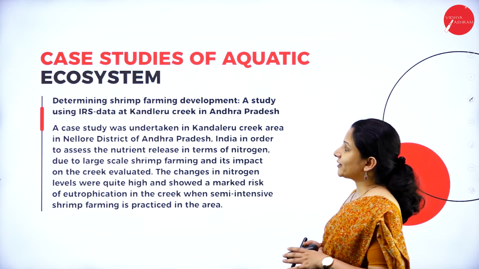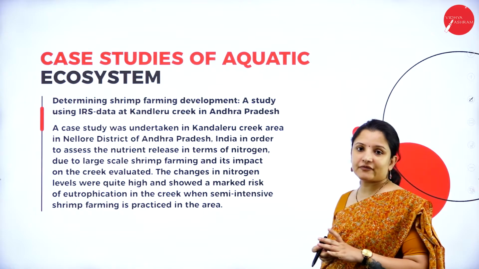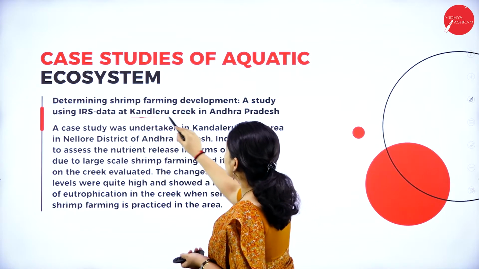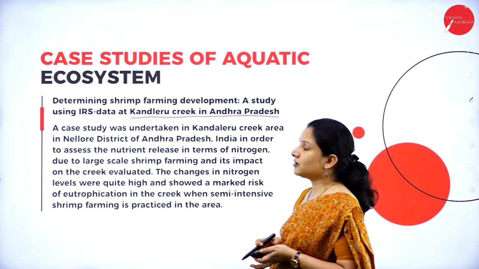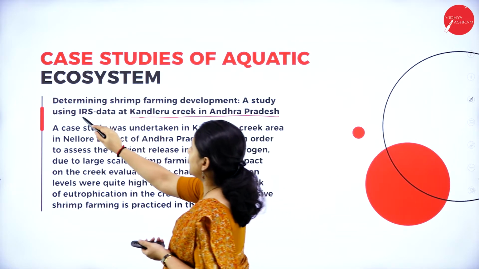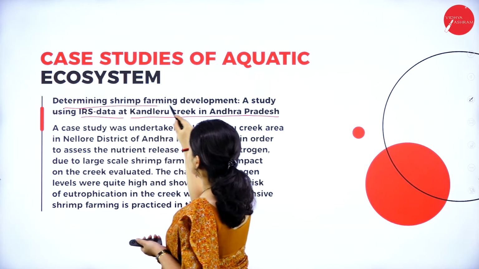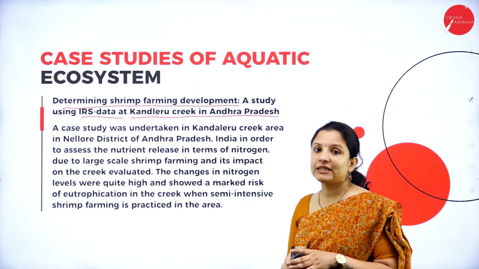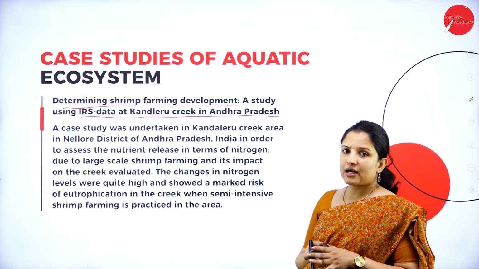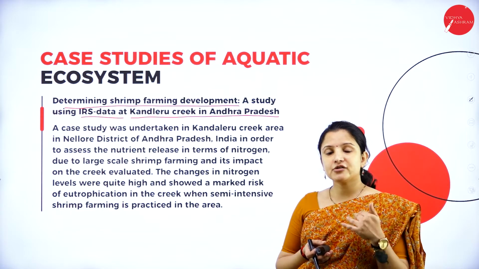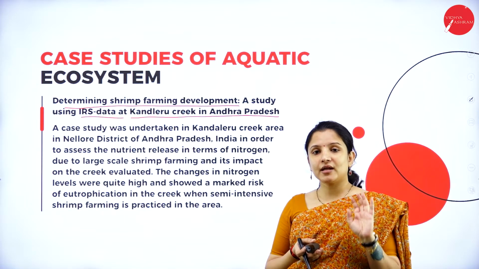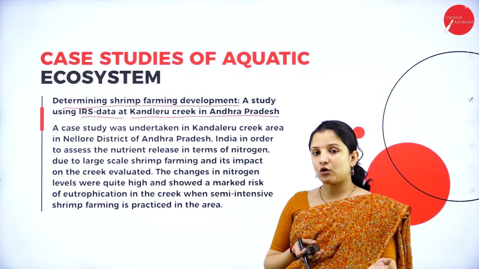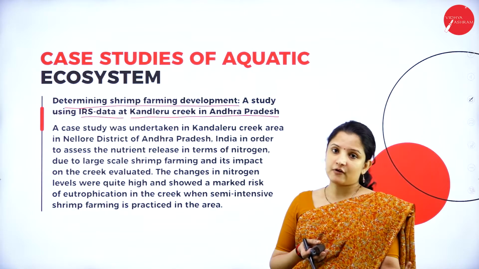Talking about aquatic ecosystem, here also I have taken a case study of southern India, that is in Kandleru Creek in Andhra Pradesh, wherein IRS data was collected to determine the shrimp farming development. So what problem did shrimp farming lead to? You might ask me, okay, shrimps are aquatic animals. They are meant to live in waters. They are organisms that live in water. Then what problem might shrimp farming cause?